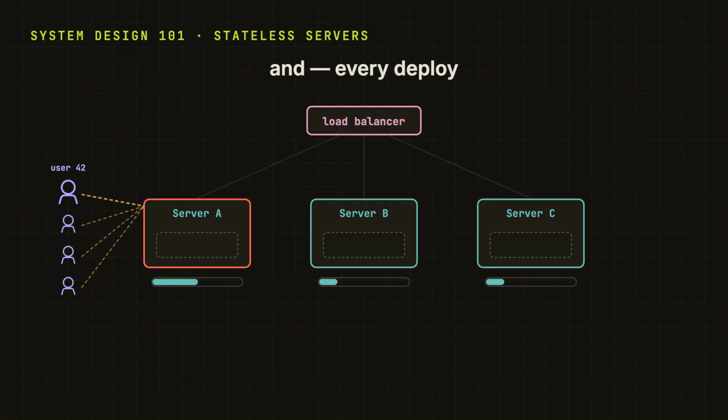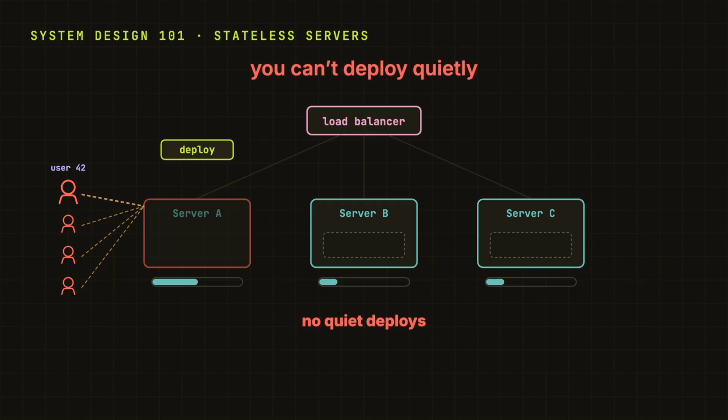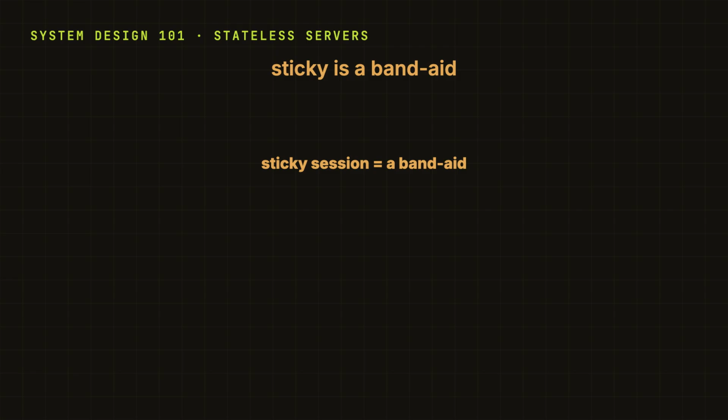And the one from our cold open. Every deploy to ship new code, you take server A down for a moment. But A is holding a pile of sessions in its RAM. So draining it locks those people out. You cannot redeploy quietly. So, sticky sessions are a band aid. They reglue the state to a machine, which is the exact thing we needed to not do.